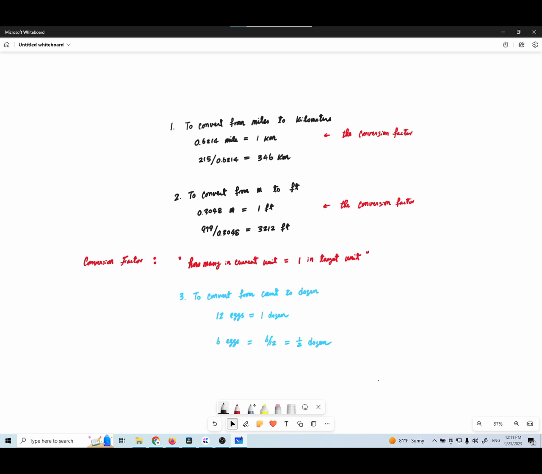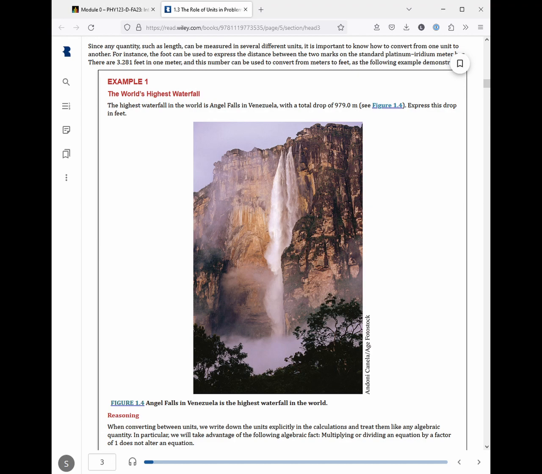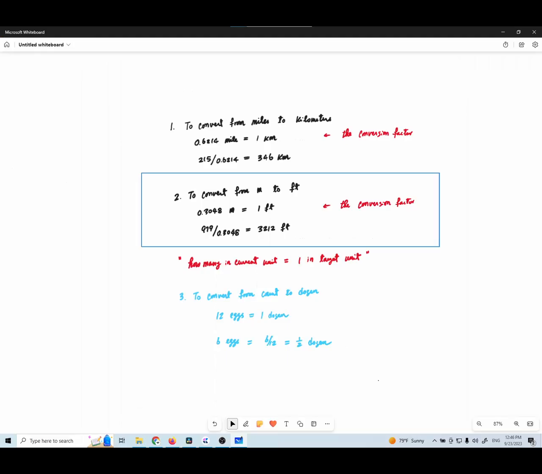Isn't that right? So, back in example number 1, we will say, given 979 meters, since it takes 0.3048 meters to make 1 foot, 979 meters will be equal to 979 divided by 0.3048, and that again will be equal to 3,212 feet.